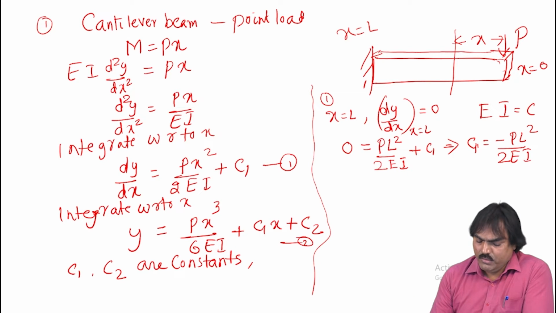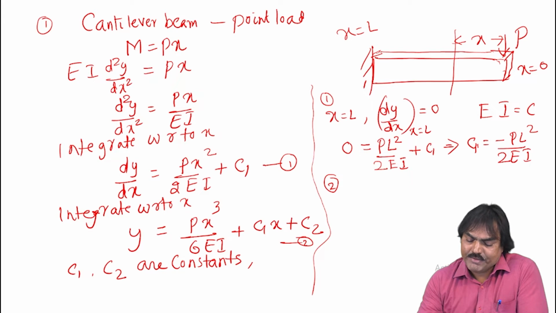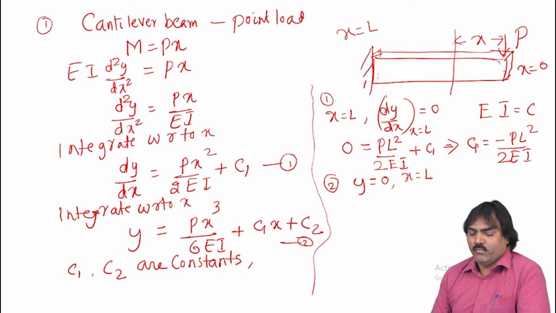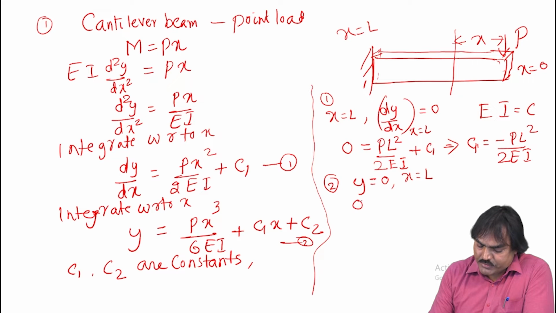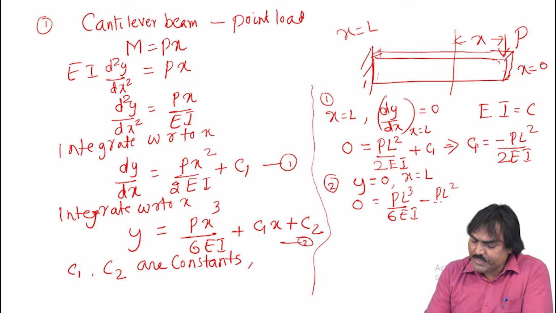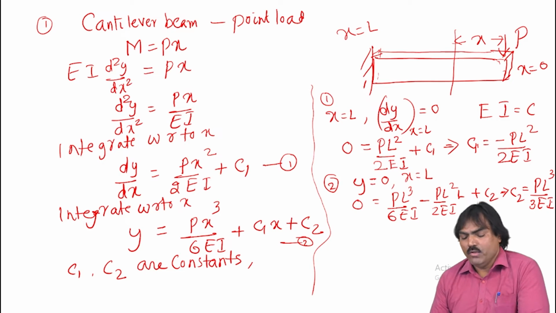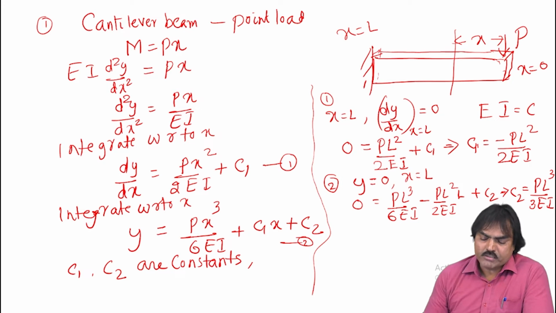The second condition is, when x is equal to L, even at the fixed end, the cross section cannot move down. That means the deflection also will be 0, that is, y is equal to 0 when x is equal to L. If you substitute this in the second equation, 0 is equal to PL³/6EI plus C1, which we already know as minus PL²/2EI, into L, plus C2, from which we can find C2 as PL³/3EI. So we got the constants C1 and C2 from the boundary conditions.